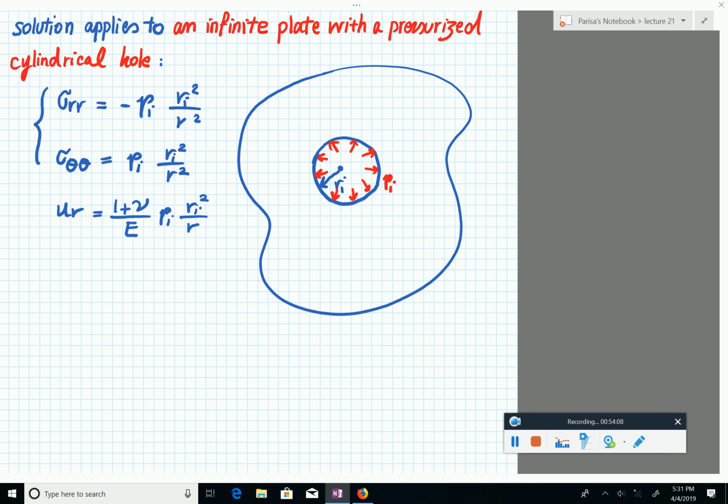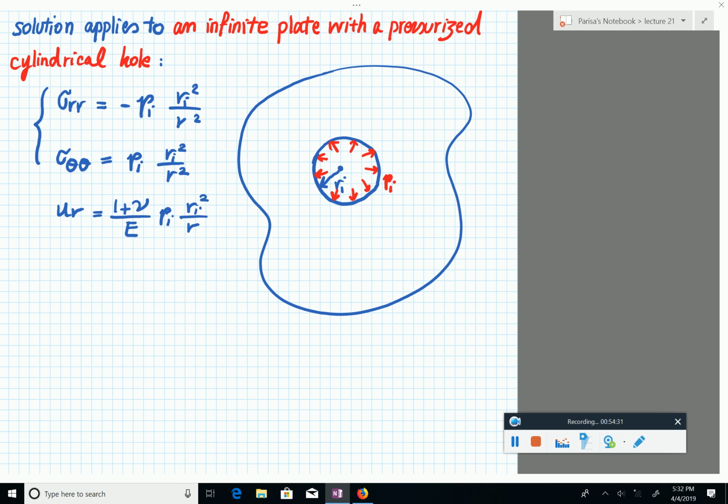What is r? It's just r. So in polar coordinates we have r and theta. So it's like that r coordinate. So that's the dependence on the distance from the origin of the hole.